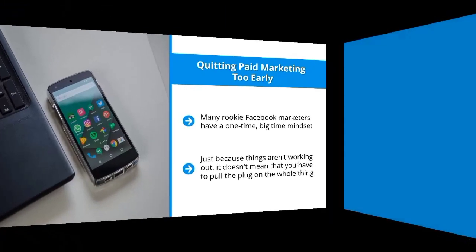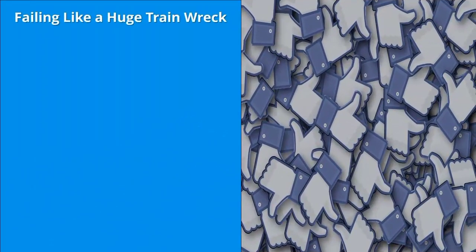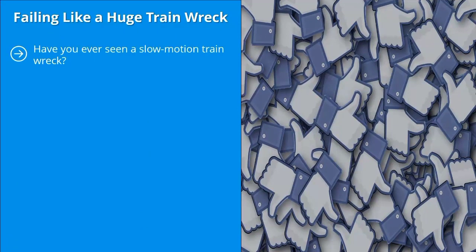You'd make modifications of your existing campaigns. Failing like a huge train wreck. Have you ever seen a slow-motion train wreck? It's quite sad because it's all too predictable, but you can't turn your head and look the other way. You want to know what's coming next. You know, at the back of your head, what exactly is going to happen, but it's so slow, so massive, that you just can't help but look.